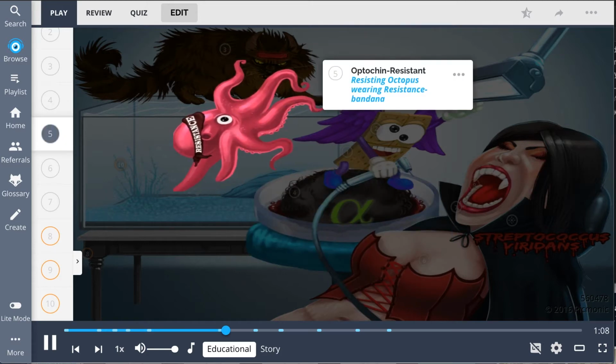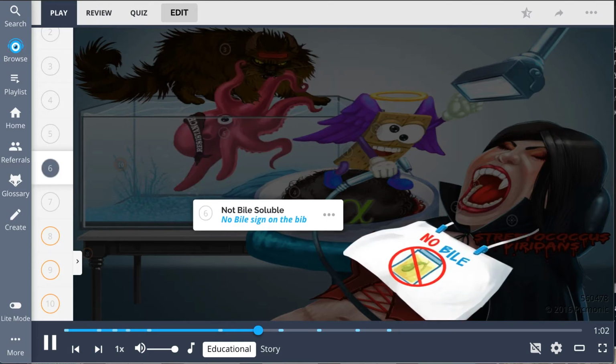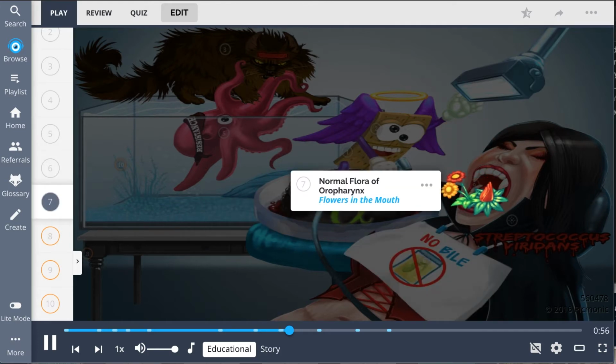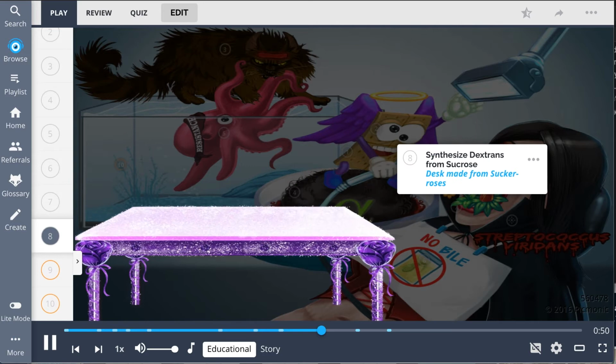Additionally, Strep viridans bacteria are optochin resistant, shown by the resisting octopus wearing the resistance bandana, and they are not bile soluble, portrayed by the no bile sign on the bib. Strep viridans bacteria are often found in the mouth, as they are normal flora of the oropharynx, the flowers in the mouth. Another distinguishing feature of these organisms is that they synthesize dextrans from sucrose, shown as the desk made from sucker roses.